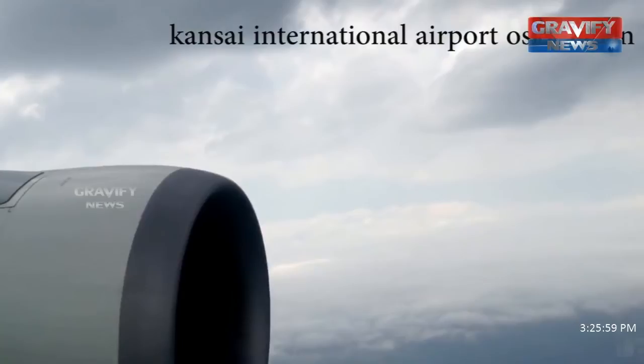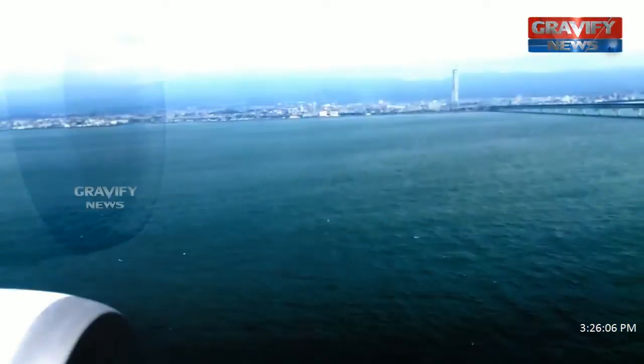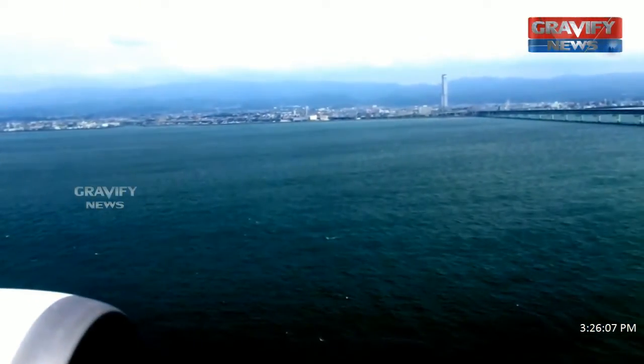Located in the middle of Osaka Bay, the airport serves as the hub of All Nippon Airways, Japan Airlines and Nippon Cargo Airlines, 3 miles offshore. The airport poses a great threat even to the most experienced pilots, especially during natural calamities like earthquakes and typhoons.